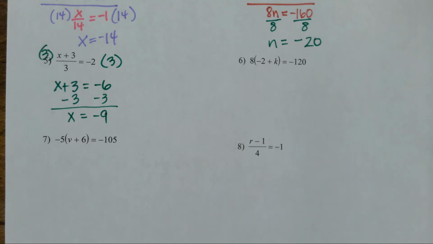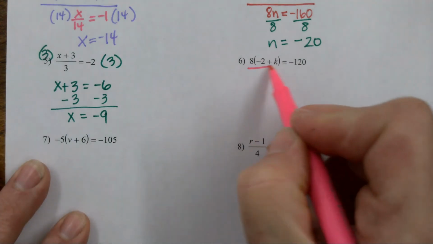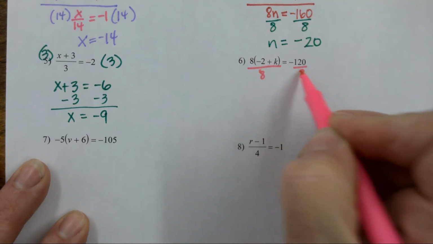I have 2 ways of handling this. One way would be to distribute. We've talked about the distributive property, and a lot of us kind of naturally go to that. The other way would be just divide the 8 out. So which way do we want? It doesn't matter. It's personal preference.